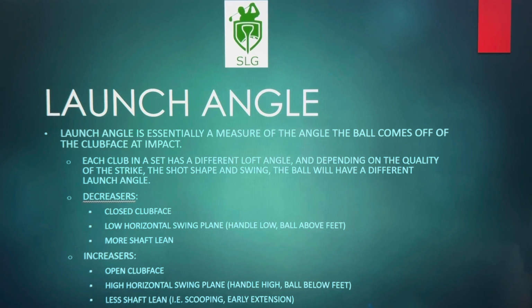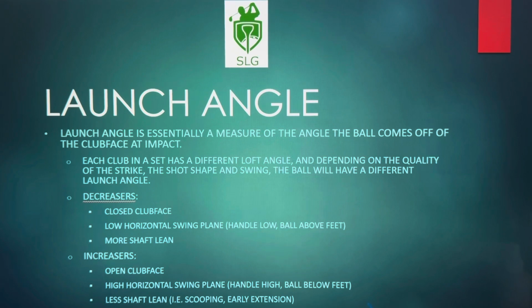Also keep in mind that if you're flirting with a low horizontal swing plane, where your handle is low, or perhaps the ball is above your feet if you're on an uneven lie, this would also cause a decrease in your launch angle. And finally, more shaft lean decreases your launch angle. A lot of pros are getting 12 plus degrees of shaft lean at impact. So they're delofting their club, in some cases up to 30% off of the intrinsic loft of the club.